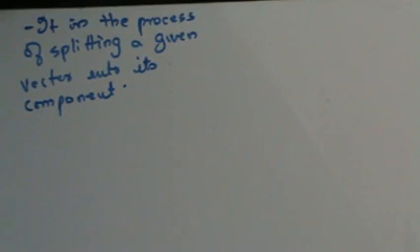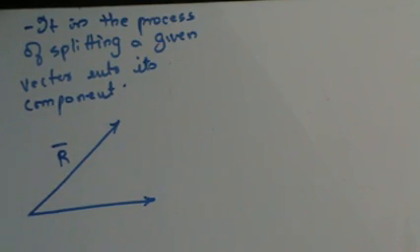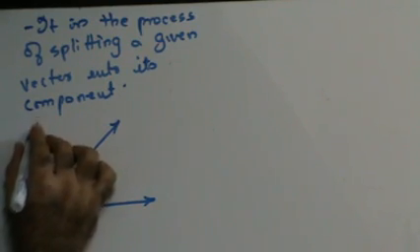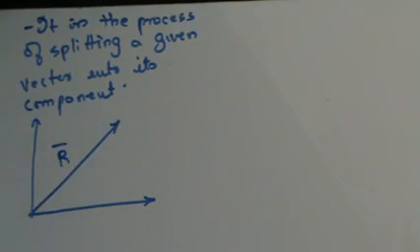Now, how do I resolve a vector? Resolve the vector means how do I split a vector? Henceforth, instead of using the word split a vector, I'll be using the word resolve a vector. So this is that same given R vector. Draw a vector along x-axis from the starting point. Draw a vector along y-axis from the starting point of the given vector. Fine, do we get this?